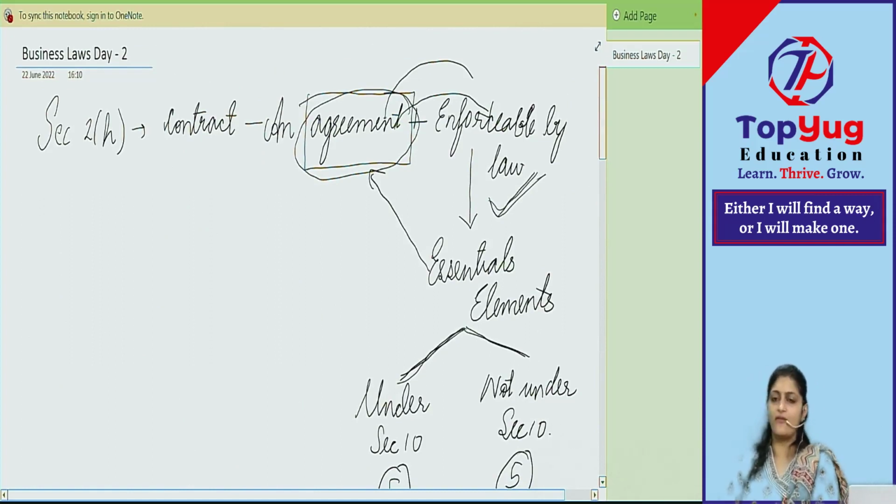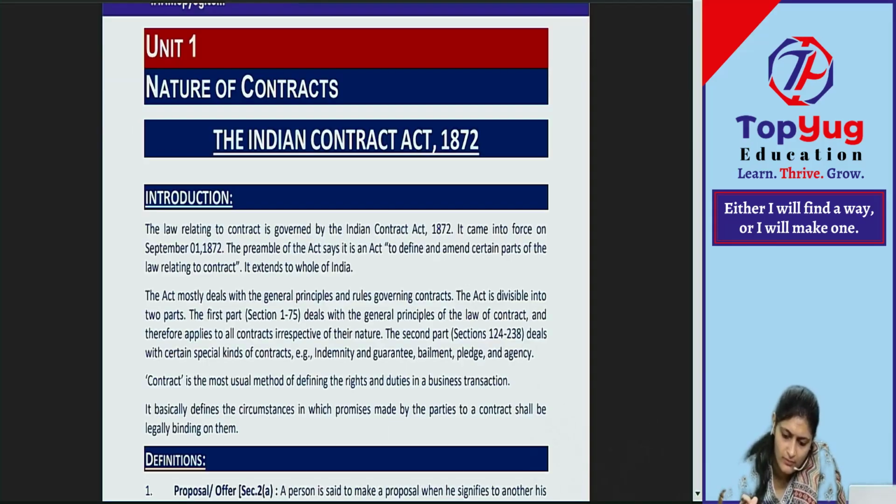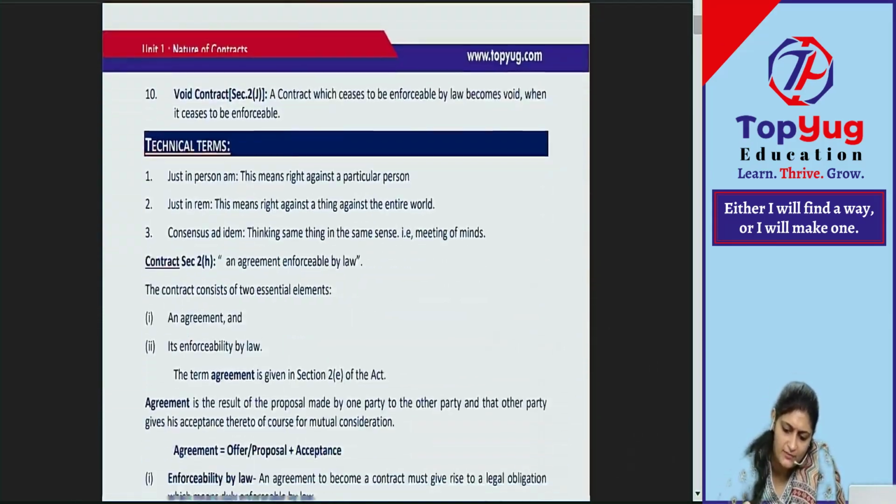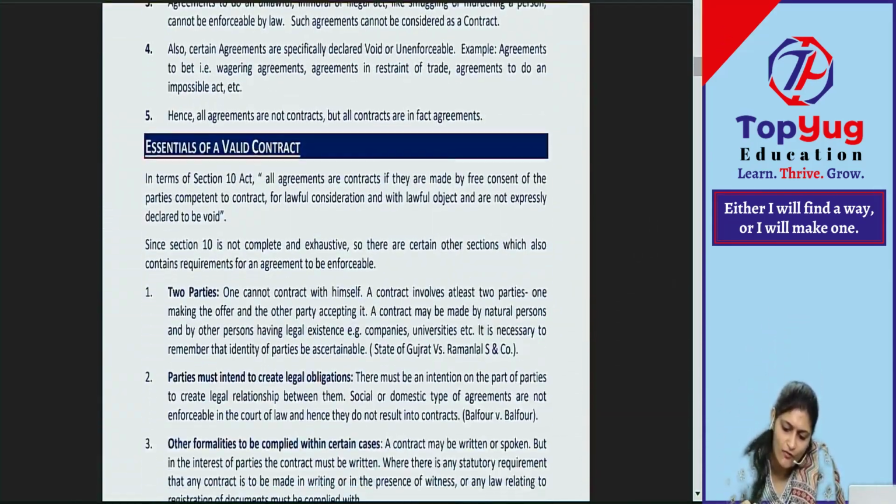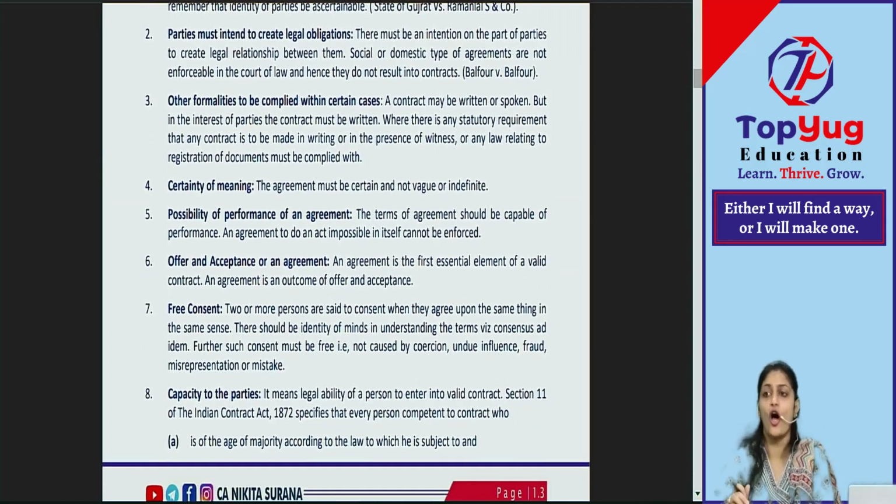Now tell me, not given under section 10. Two parties, what is the case law? Process Ramanlal S&N Company. And next one, intention to create legal relationship, case law Balfour versus Balfour. Next one, other formalities. Next one, certainty of meaning. Next, possibility of performance.